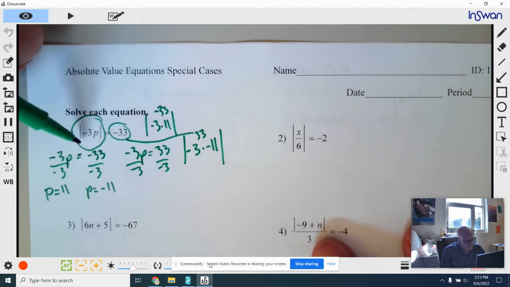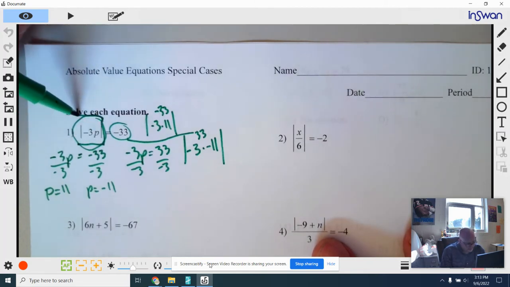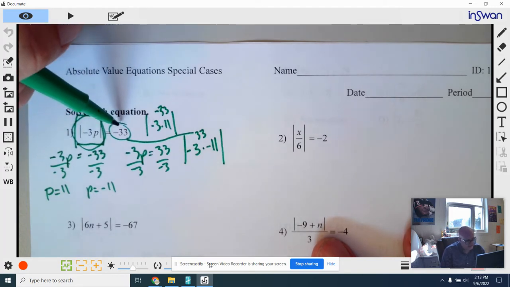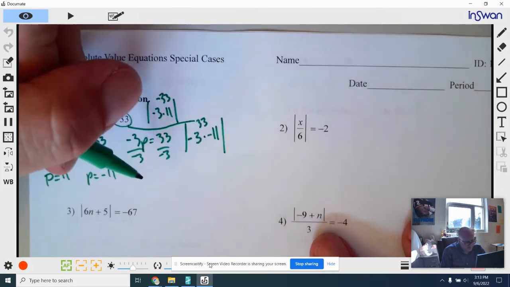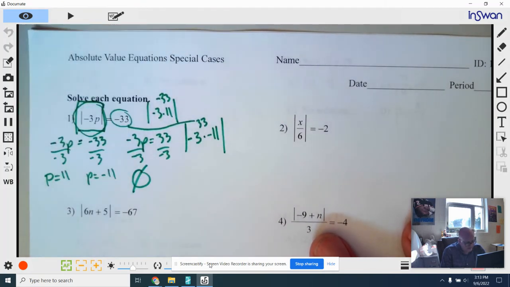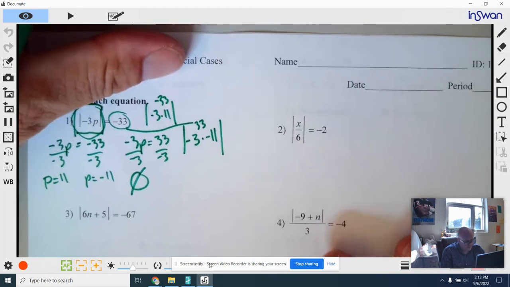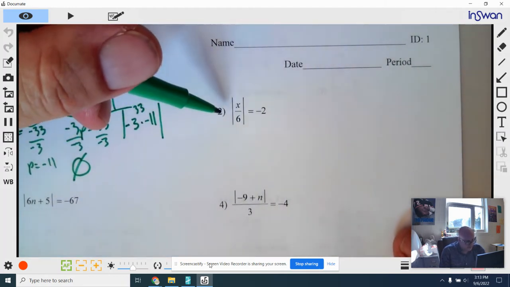So if you ever see a situation where the absolute value bracket is isolated, but yet the answer is a negative number, that's not possible. So then you could just stop at that point and you could say, no solution. It's not possible.